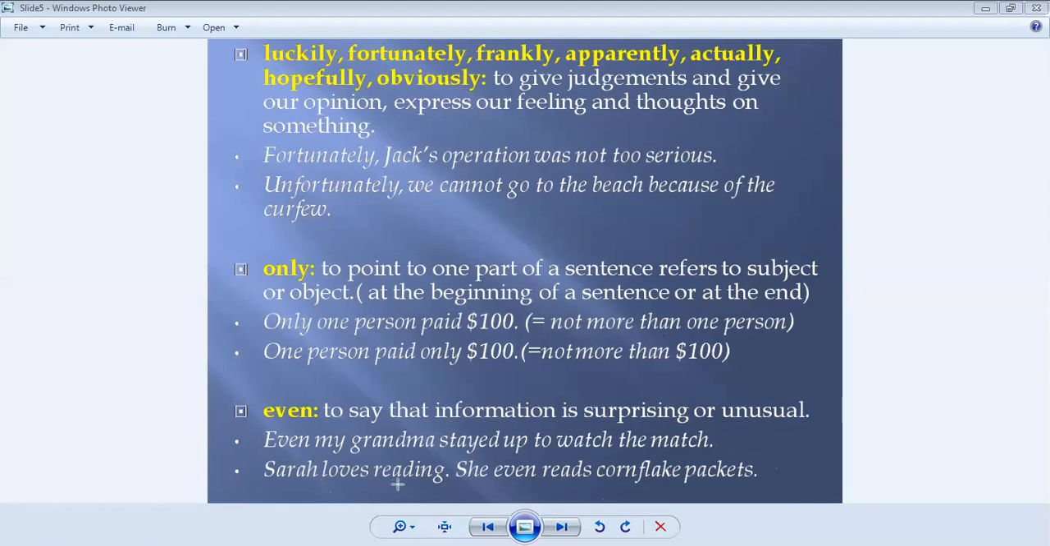Here, Sarah loves reading. She even reads cornflakes packets. It's surprising. She loves it that much. Even when she eats cornflakes, she is going to read the packet of the cornflakes. So that's how we use those adverbs in a sentence, usually to express our thoughts and feelings correctly. So I hope you understood.